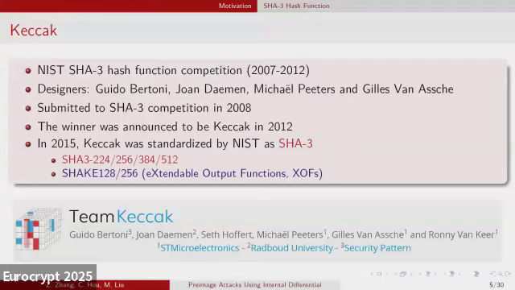This is a short description of Keccak. Keccak is one of the most important algorithms in hash functions. After MD5 and SHA-1 were threatened, NIST opened the SHA-3 hash function competition in 2007, and it was submitted to the competition in 2008. Its designers are Bertoni, Daemen, Peeters, and Van Assche. 4 years later, it became the winner in the competition. And in 2015, Keccak was standardized by NIST as SHA-3. SHA-3 has 6 versions, including SHA-3 224, 256, 384, and 512, and 2 extendable output functions.